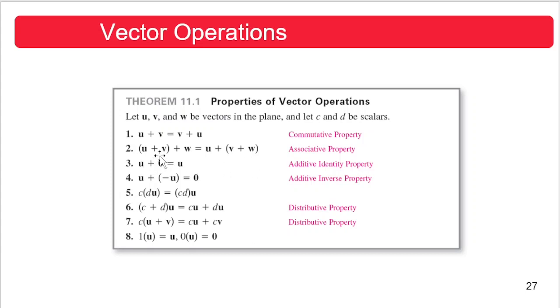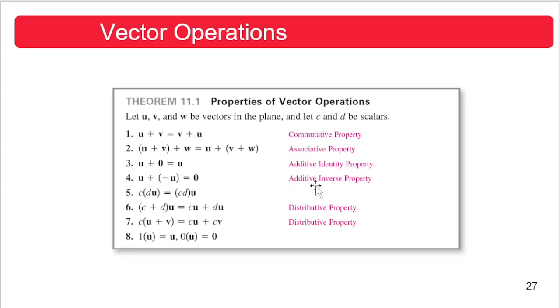So when you take the sum first of the two vectors U and V and add it to W, this is also the same thing as the vector U added to the sum of the two vectors V and W. Next property is the additive identity property, wherein in the vector space, the zero vector is always the additive identity element, wherein any vector added to the zero vector, the sum is always the vector U.